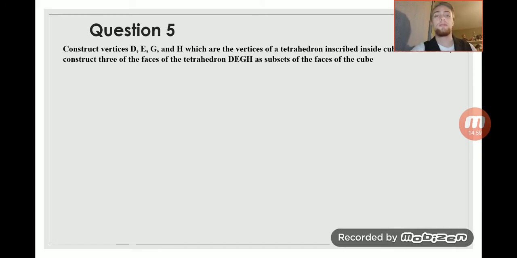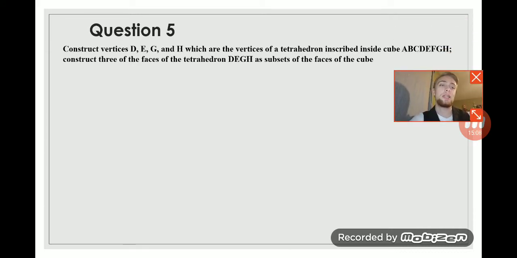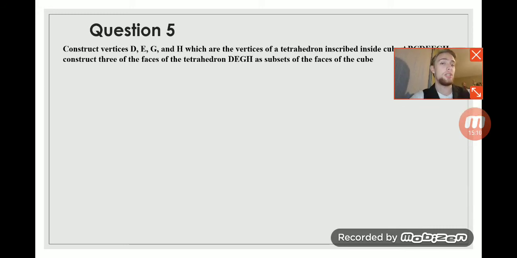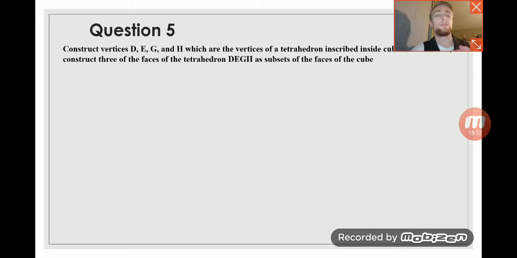We have to construct vertices D, E, G, and H, which are the vertices of a tetrahedron inscribed inside cube A, B, C, D, E, F, G, which I will bring on screen in just a moment. Construct 3 of the faces of the tetrahedron D, E, G, H as subsets of the faces of the cube. So this is a 2-part question.